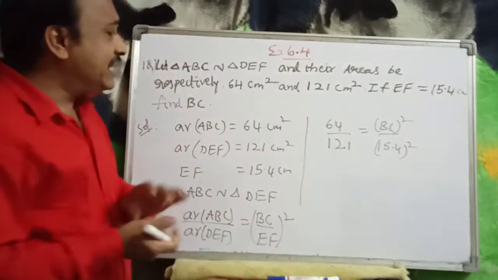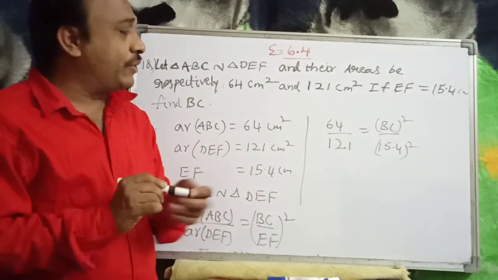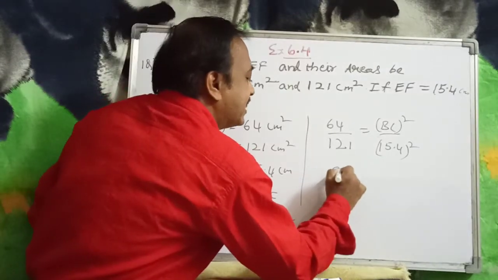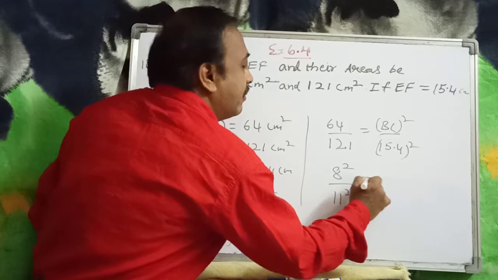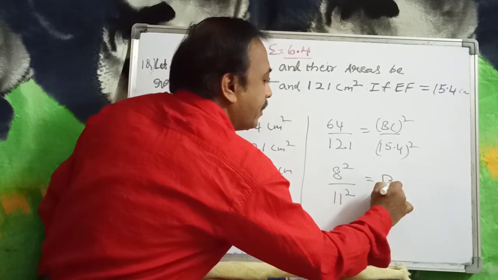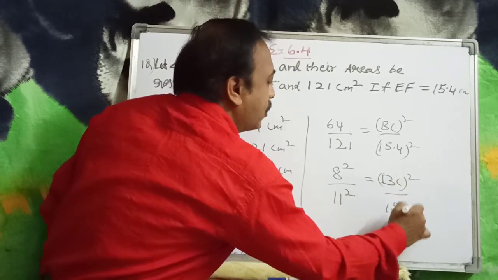Now see the LHS part, 64 and 121. The 64 is the square of 8, so we can write it as 8 square. And 121 can be written as 11 square, which is equal to BC square by 15.4 whole square.